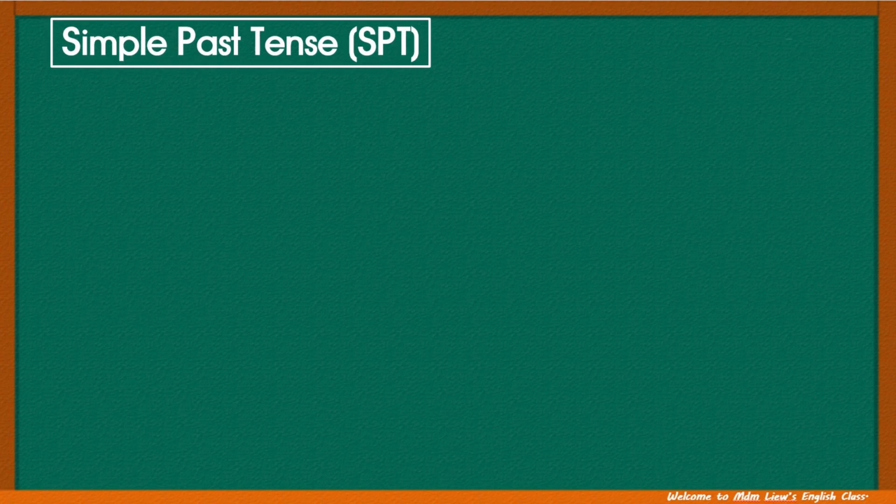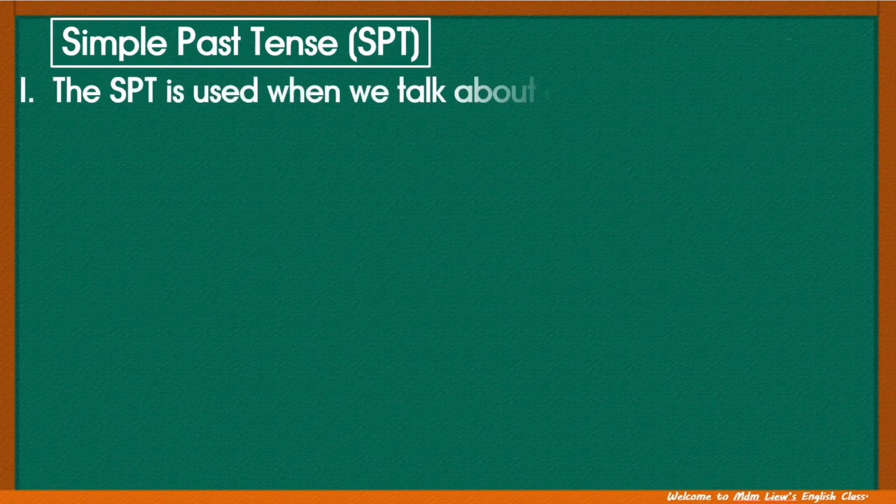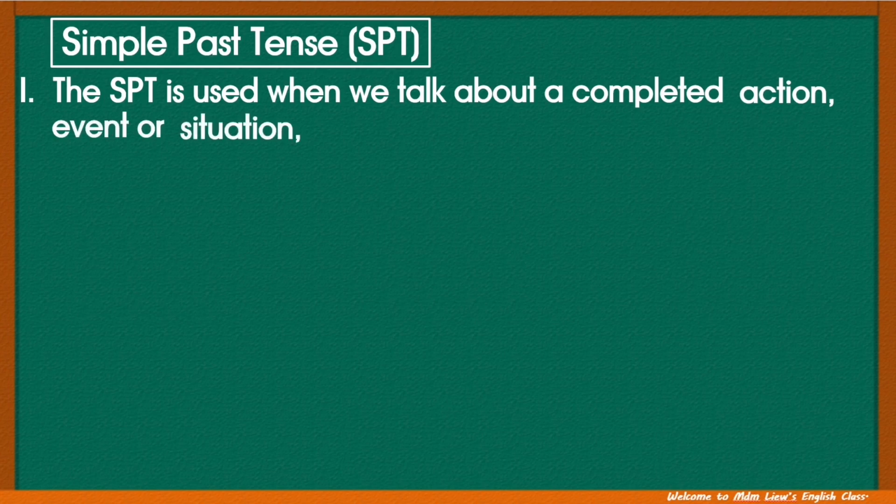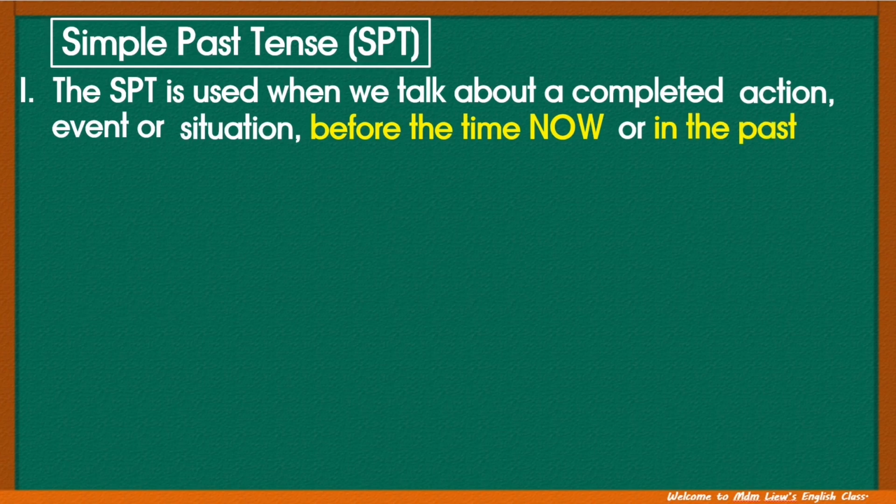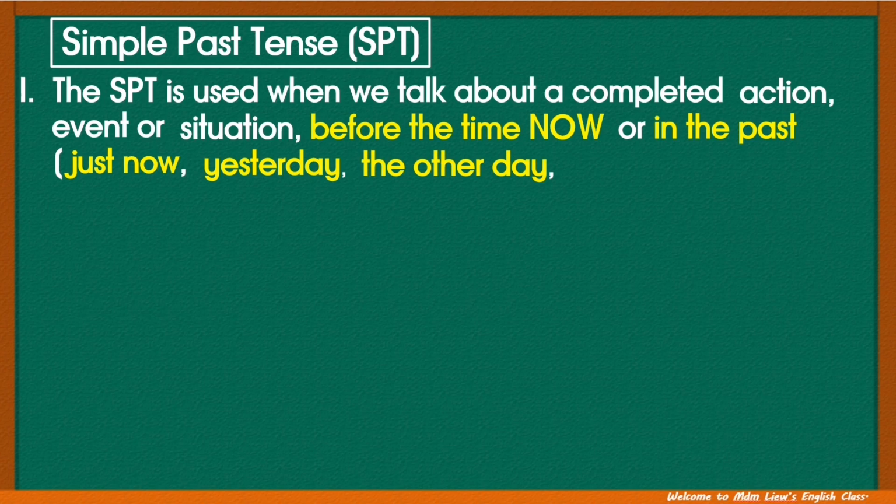First, let's review a few things about the simple past tense. Number 1, the simple past tense is used when we talk about a completed action, event, or situation before the time now or in the past. Examples: just now, yesterday, the other day, last night, last Sunday, last holidays, or a year ago, etc.